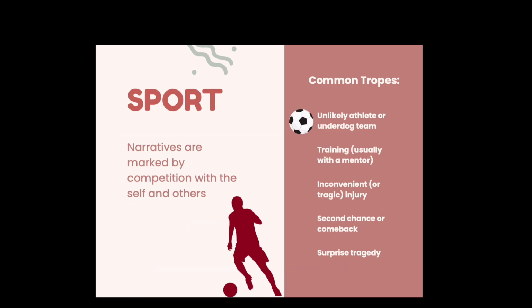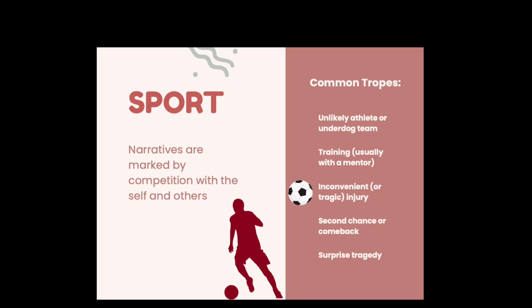When we're dealing within the sport genre, some common tropes are the unlikely athlete or underdog team, training, oftentimes in the form of a montage and usually with a mentor, inconvenient or tragic injury, second chance or comeback, and surprise tragedy.